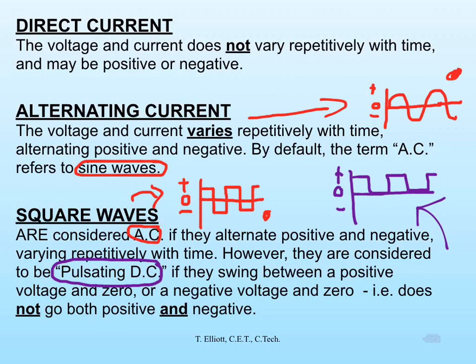This is actually called pulsating DC, and it could be all positive or negative. In this case, it's simply positive. Okay? So you just pause the video and read over the slide, and then when you're ready, just continue on.